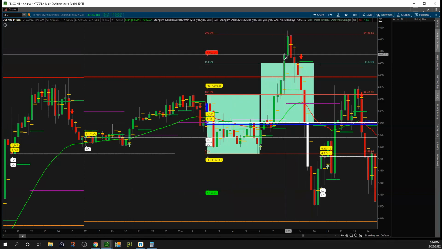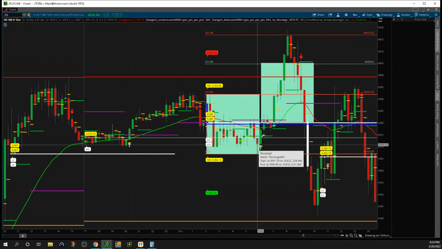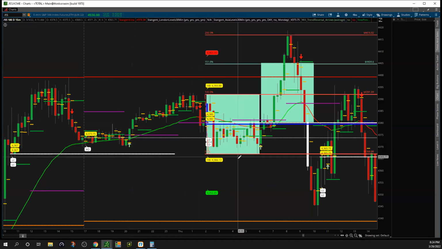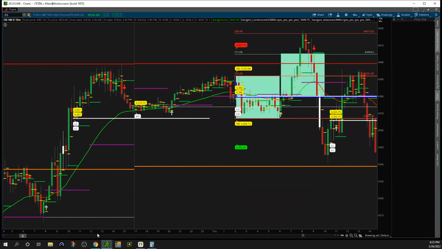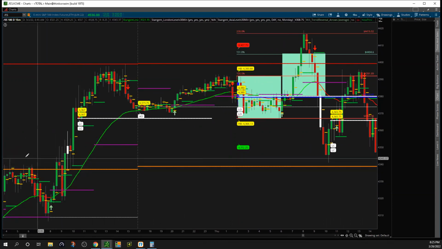Target hit. Target hit way before London closed today, on this day. Looking left, broke this high right here. Once this structure high got broke, we got a low high.